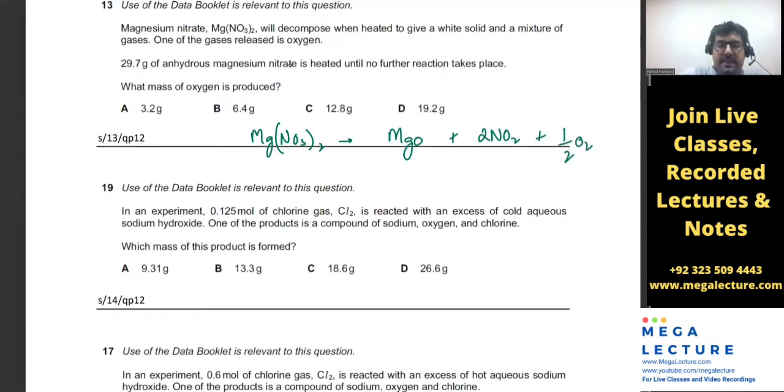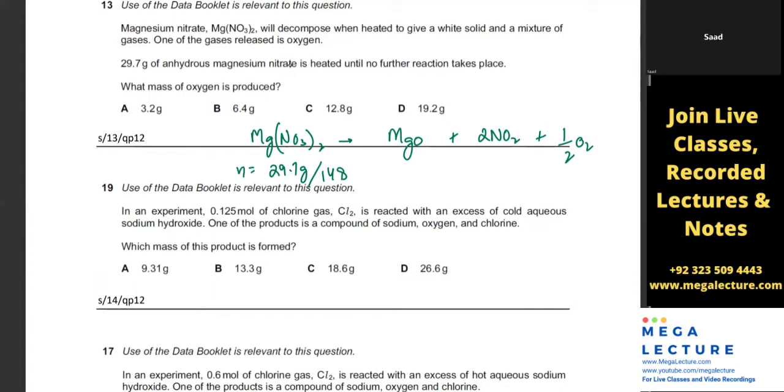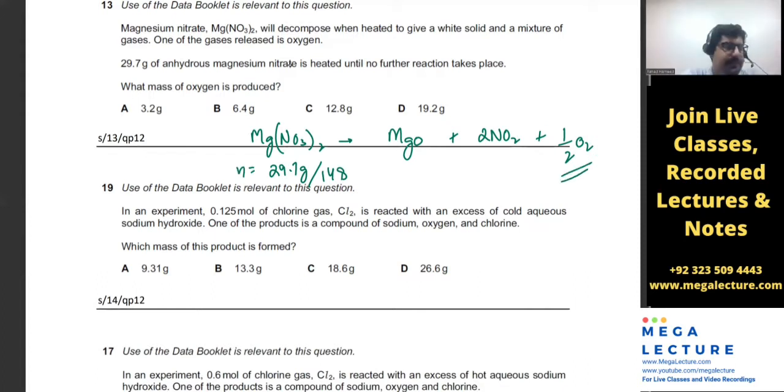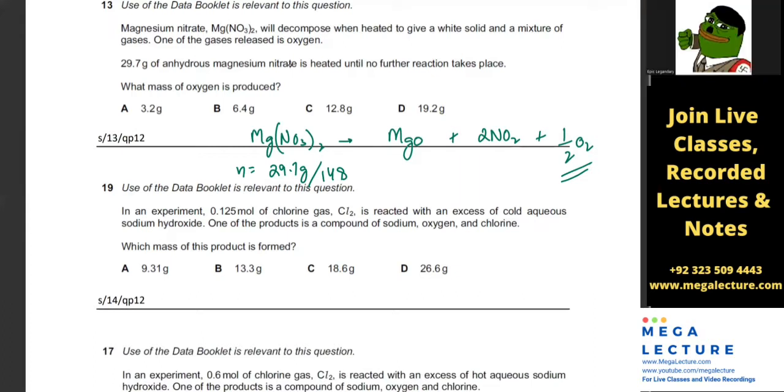Now, in this case, he's given you 29.7 grams of this. The MR of this would be NO3 twice, as 14 plus 16 into 3, that's 48, 62, 124 plus 24, that's 148. So this is around 148. So that's the moles. So the moles of oxygen would be half of that. So can you tell me the value for this? What do we get for this? 0.2 moles.